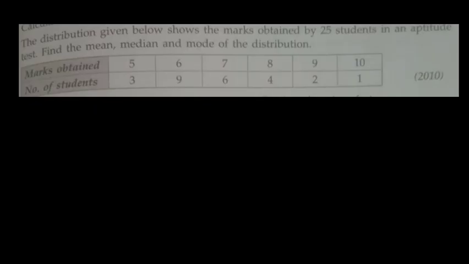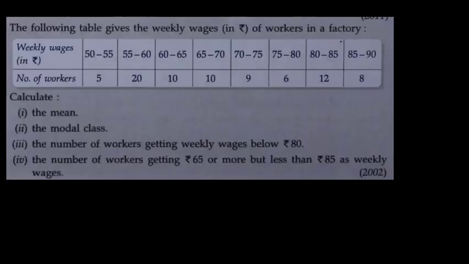Now here is the next problem. The distribution given below shows the marks obtained by 25 students in an aptitude test. Find the mean, median and mode of the distribution. So here you have to find mean, median and mode. Just now we have solved the same kind of problem. So you try this problem and in the comment box give me the answer of what you get for mean, median and mode.